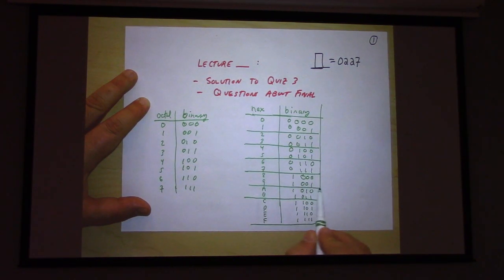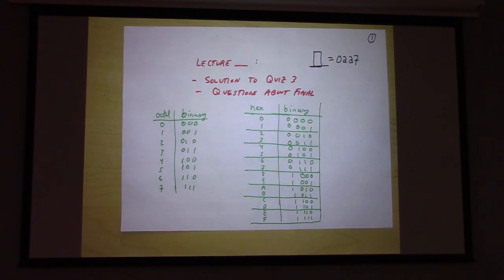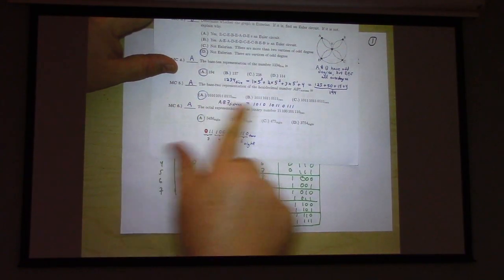Of course, you can make your table neater. You don't have to be in a hurry like me. But anyway, there's your hexadecimal to binary converter table, right? That would be the smart thing to have around, because then when you're trying to do a problem like number 5, you go, okay, I've got A.